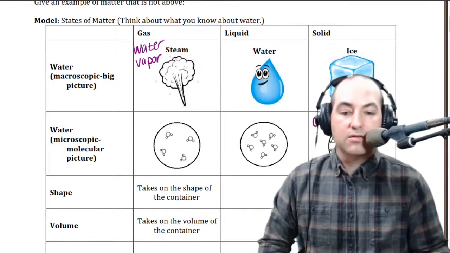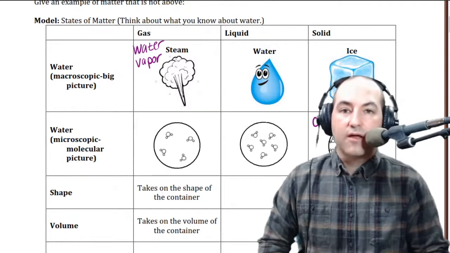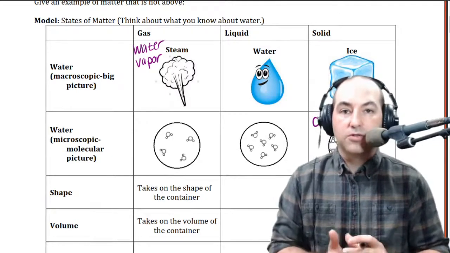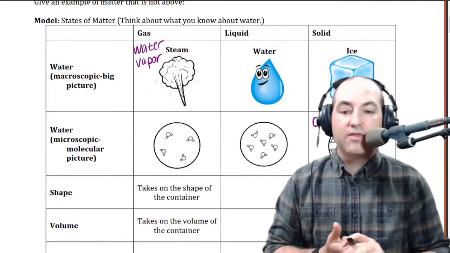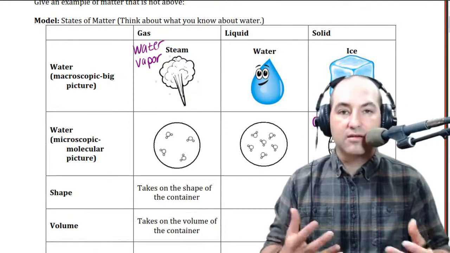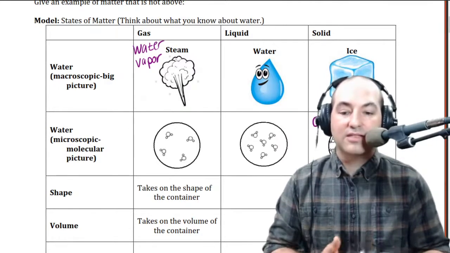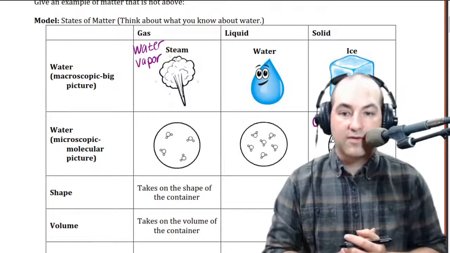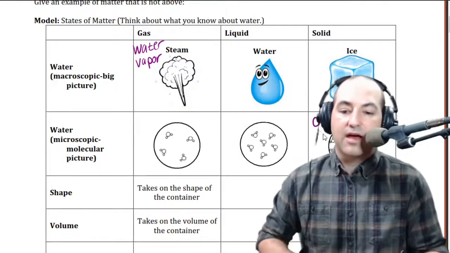Most substances, not all, but most substances, the solid is the most dense phase, and then liquid is a bit less dense, and then the gas is the least dense. But with water, that's actually flipped. Liquid is the most dense phase, then solid, and then the gas.